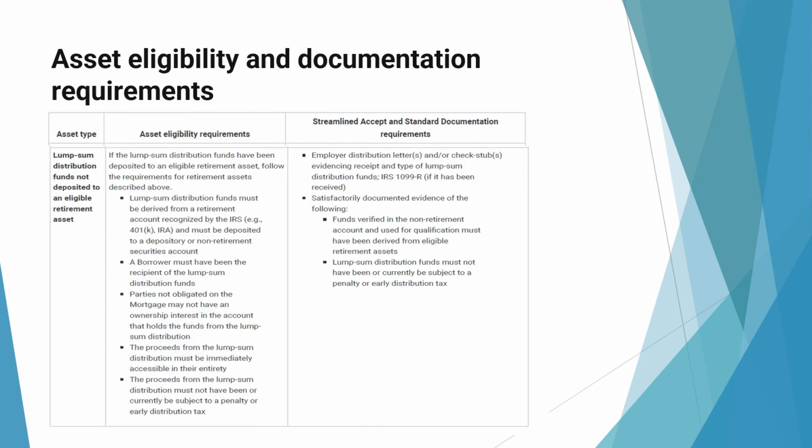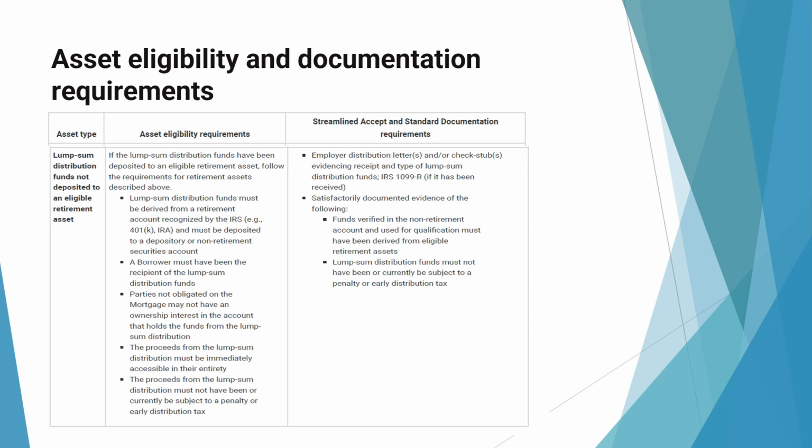Another asset type that we're allowed to use is the lump sum distribution not deposited to an eligible retirement asset. This asset has to be recognized by the IRS, and it must be deposited into a non-retirement asset like a checking or a savings. Lender cannot have any interest in the asset. Basically, your LO cannot be on the asset. The proceeds must be available immediately, and there cannot be any tax penalties or early distribution taxes.